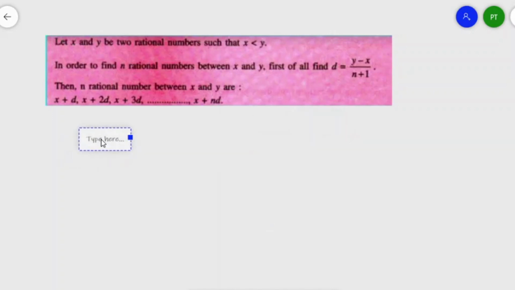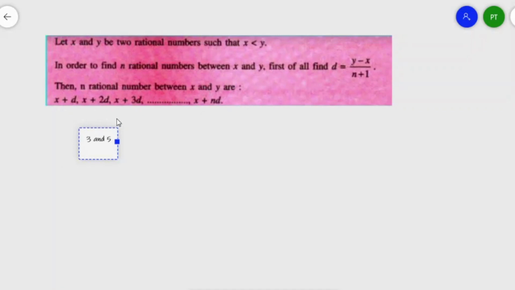We can take the same numbers again, 3 and 5. Let's take both these numbers, and here they have said d is equal to y minus x by n plus 1. So here we can put d as the times of the number we need to add along with this condition. We need to find d first, so then we can evaluate into this one.